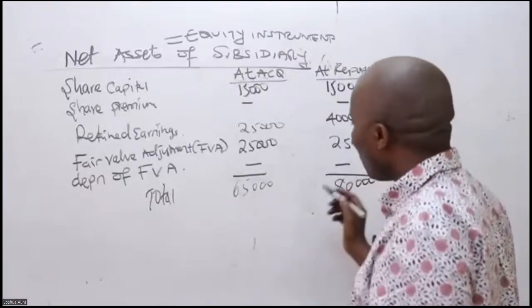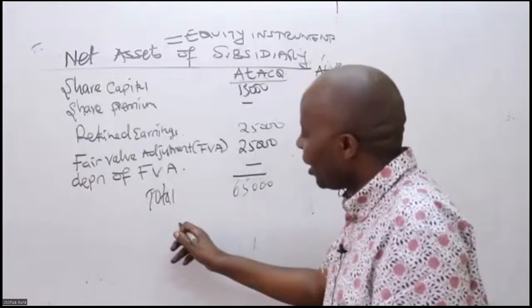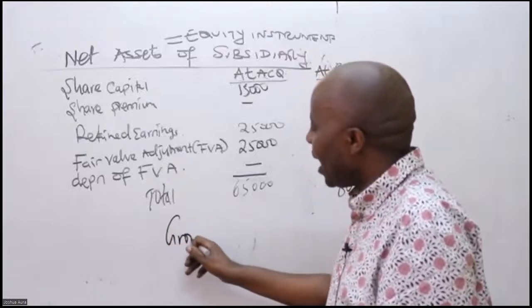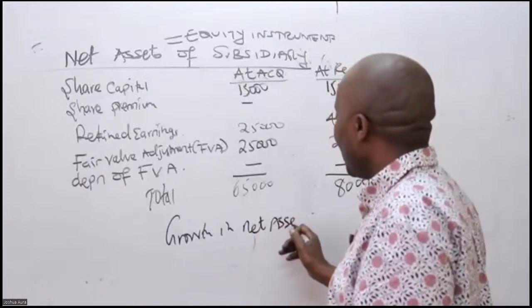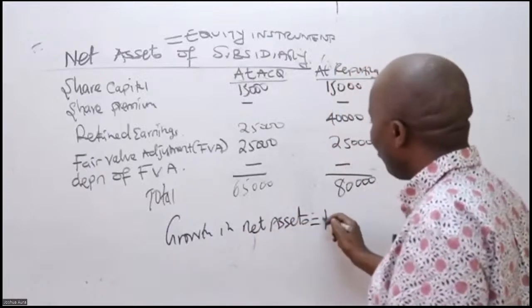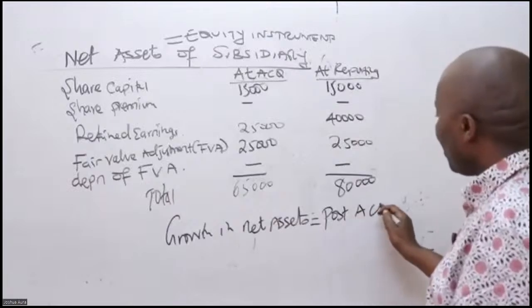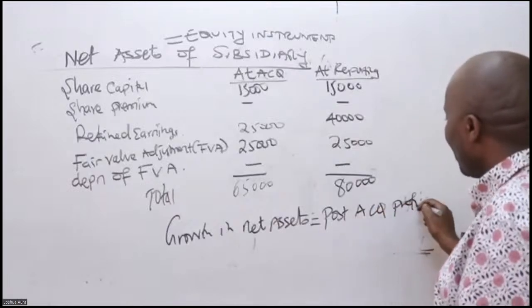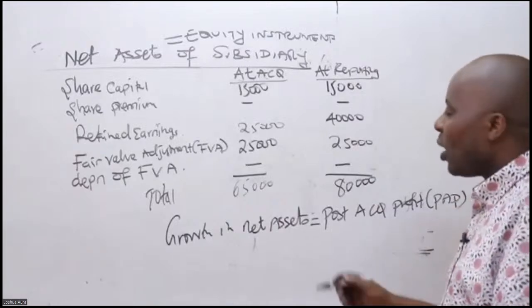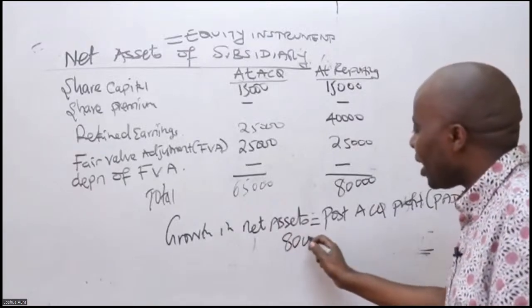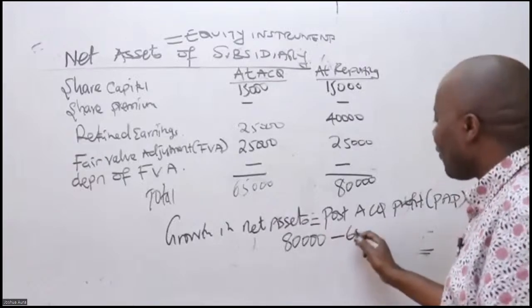So in this case, I'll give them the growth. The growth in net assets is what we call the post-acquisition profit, which is our PAP. So our PAP will be 80,000 minus 65,000.